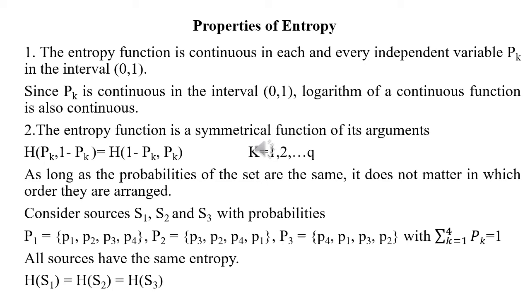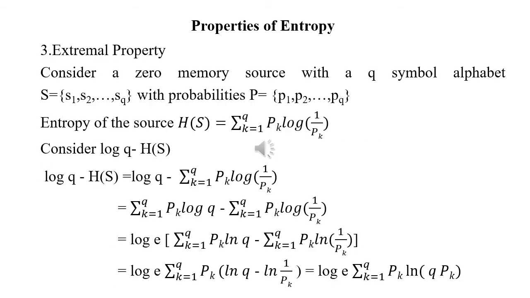arranged. Consider three sources S1, S2 and S3 with the probabilities as given below with the summation pk equal to 1. All sources will be having the same entropy, that is H of S1 equal to H of S2 equal to H of S3. Third one is the extremal property.